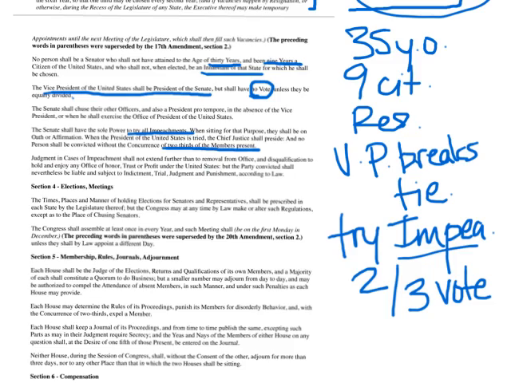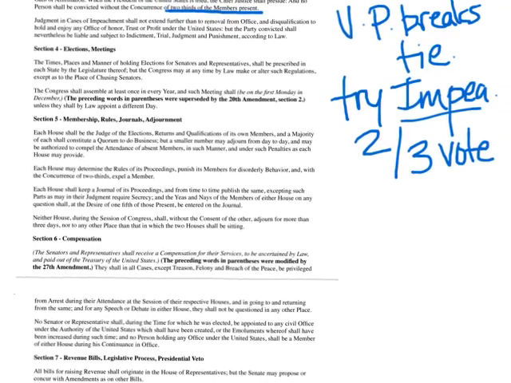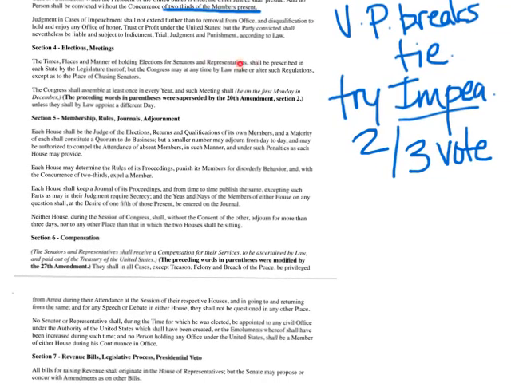These are kind of little rules of the Senate. When they meet, the times and places and manners of holding elections for senators and representatives shall be prescribed in each state. So each state gets to choose how they elect their representatives and senators. But the Congress may at any time by law make laws to alter. So the Congress can change it if they don't like the way the state's doing it. They can pass a law and change it.